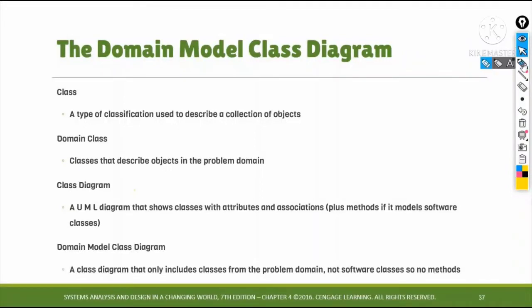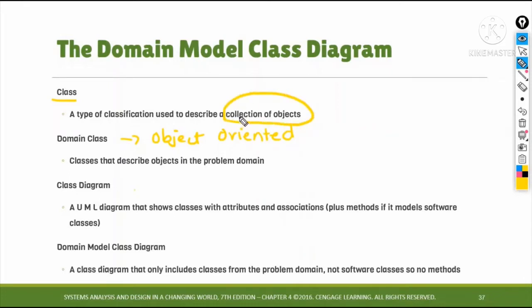As previously discussed, many current approaches to system development use the term domain class rather than data entity, and use concepts and notations based on UML to model the things in the problem domain. So these concepts come from the object-oriented approach to system development. A class is a type of classification to describe a collection of objects.